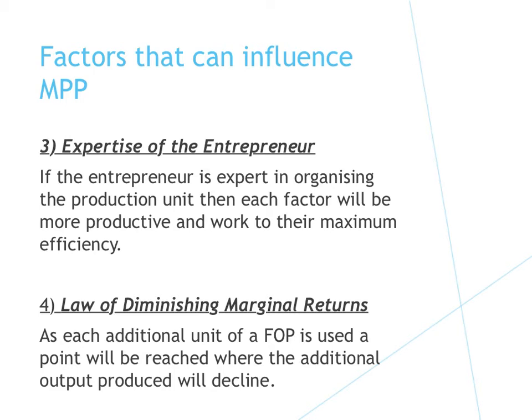And then finally, the law of diminishing marginal returns. So we've seen a law of diminishing marginal utility before. Returns is no different. We just change a good to a factor of production. So as each additional unit of a factor of production is used, a point will be reached where the additional output produced will decline. So let me just explain that with an example.